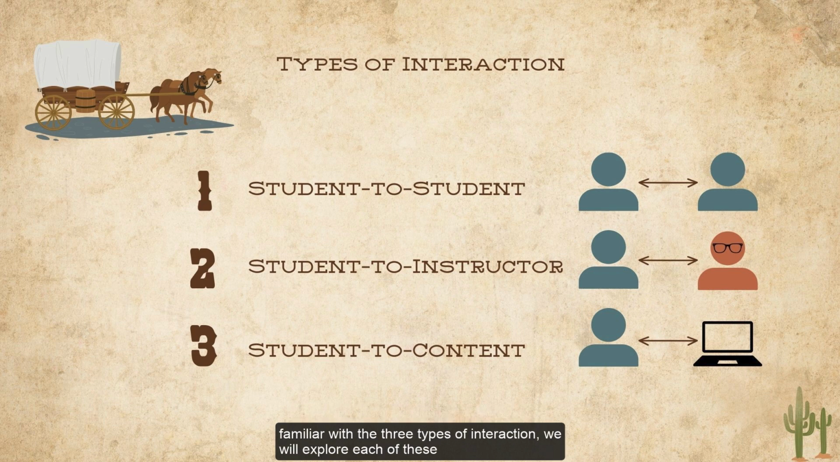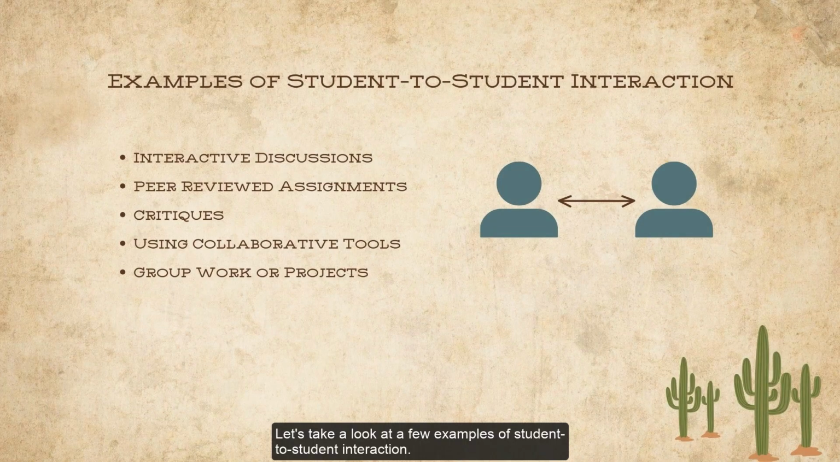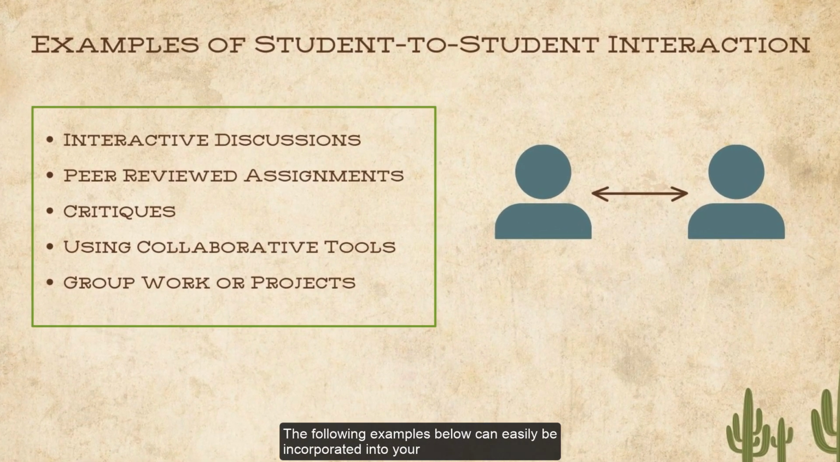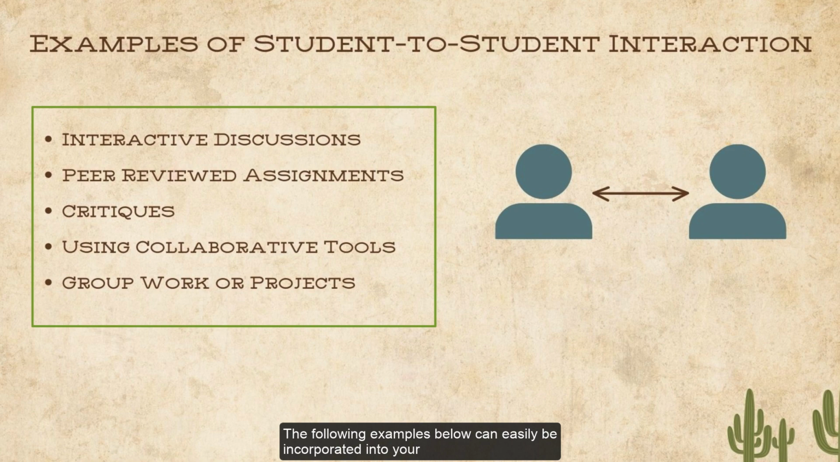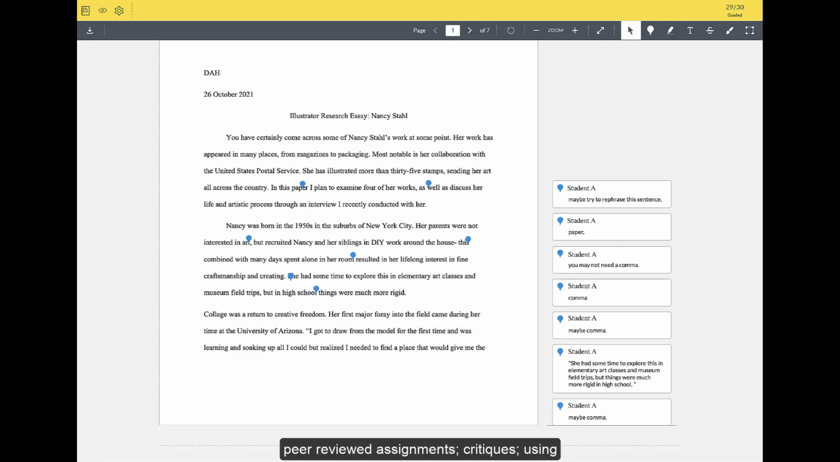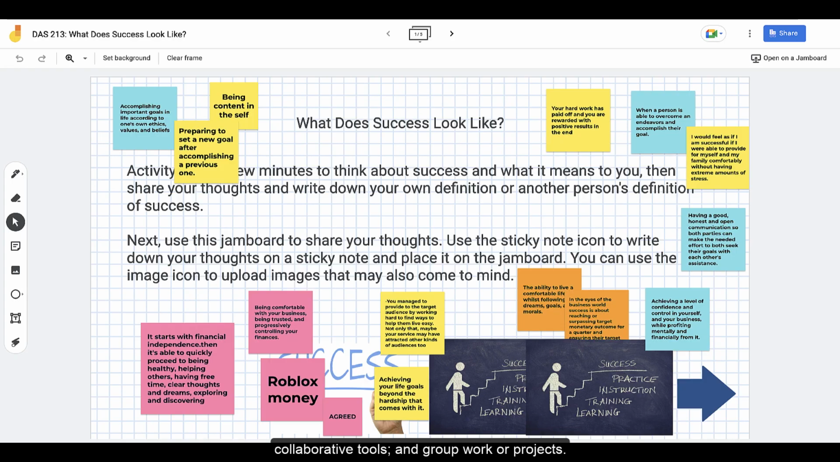Now that you are familiar with the 3 types of interaction, we will explore each of these further and provide helpful examples that you can use in your course. Let's take a look at a few examples of student-to-student interaction. The following examples below can easily be incorporated into your online course to provide RSI. Interactive discussions, peer-reviewed assignments, critiques, using collaborative tools, and group work or projects.